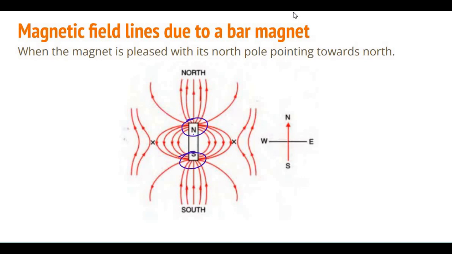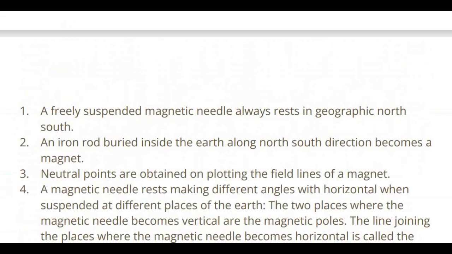Aur wahi dekho central region, ye magnet ka central region hai na? So central region of the magnet ke pas, the magnetic field lines are far apart from each other. Means midpoint ke pas, central region of the magnet ke pas, weak magnetic field hota hai. This is a thing that is written in that point. Let me go to that point.